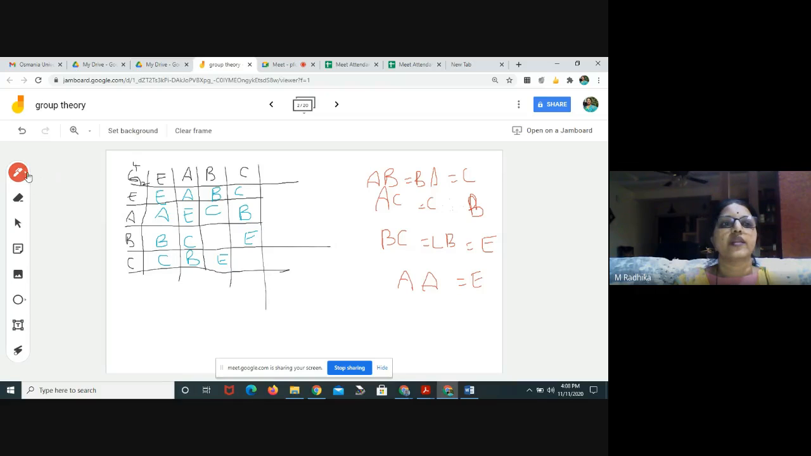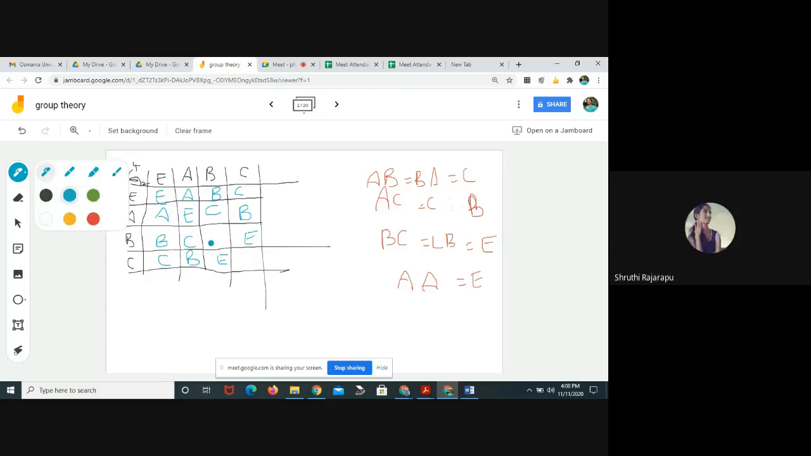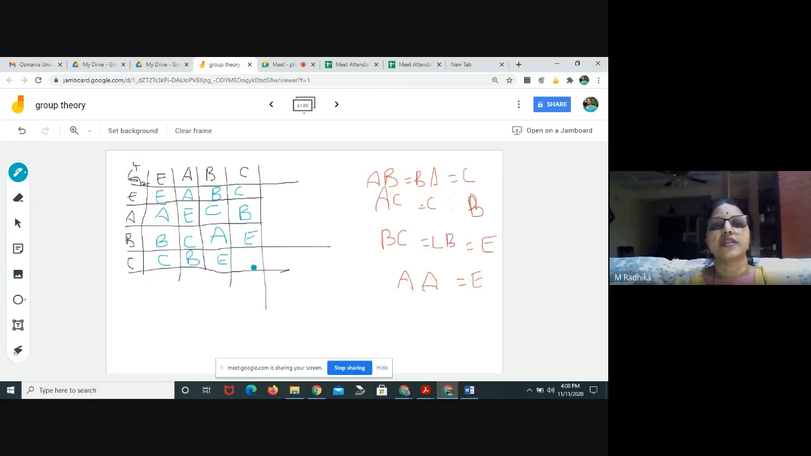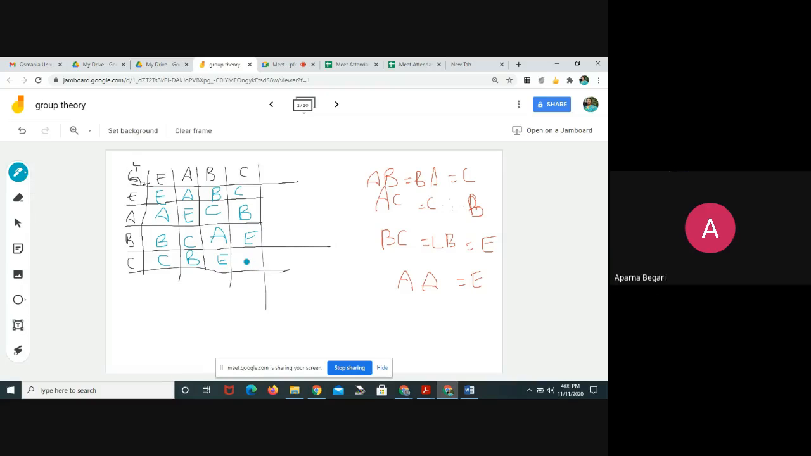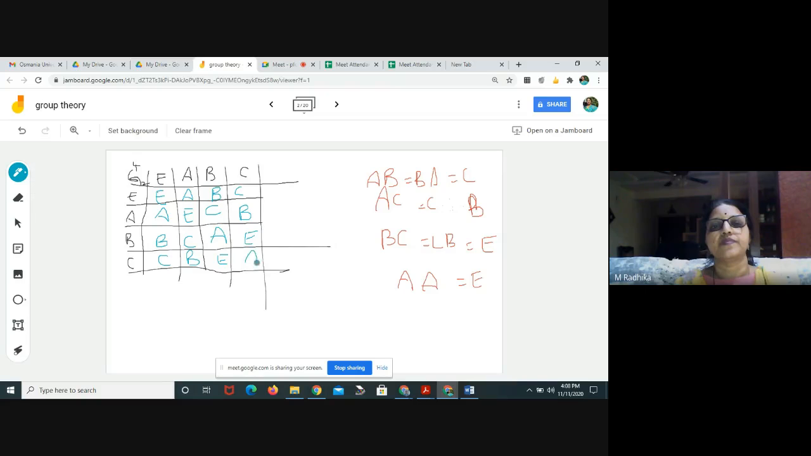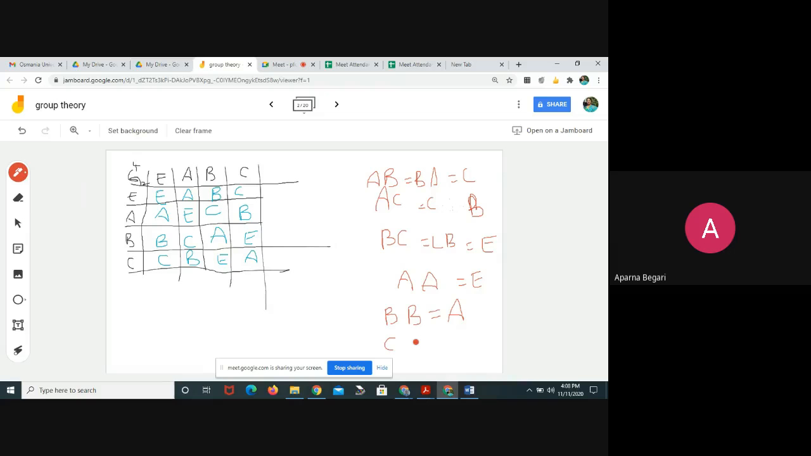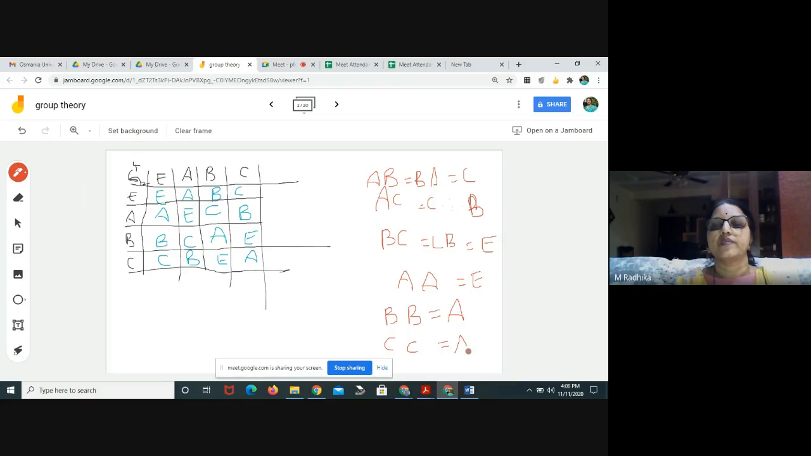Okay. Now look at the other thing. B into B. What is missing here? A is missing. So what did we write? B into B is A. And C into C is also A. But here A into A is coming as E.